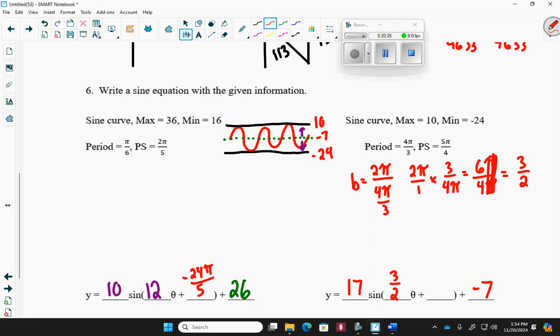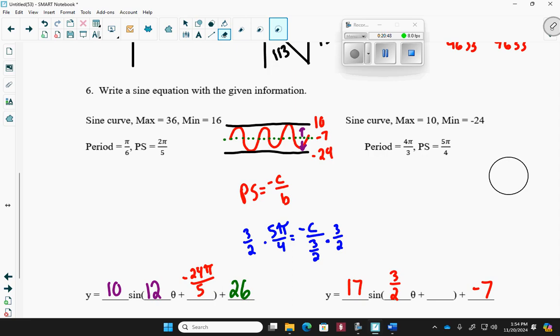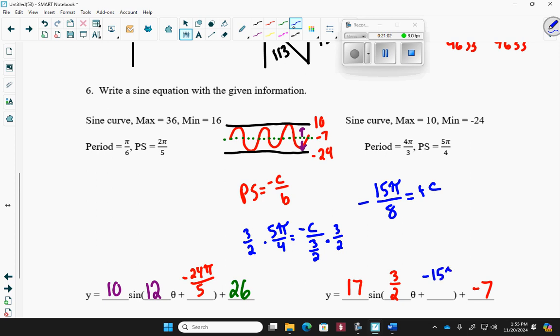All right, so phase shift formula, remember the phase shift is equal to negative c over b. So my phase shift is 5 pi over 4 is equal to negative c over b, which is 3 over 2. Remember, you've got to multiply by 3 over 2 to get it out of the denominator. Don't keep change flip. I know some of you guys are going to do that. So when you do the math, it ends up being 15 pi over 8. But remember, it's equal to negative c, so that means divide by negative 1, and there we go. So negative 15 pi over 8. There you go.